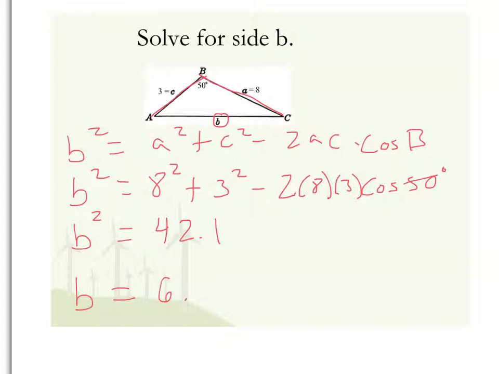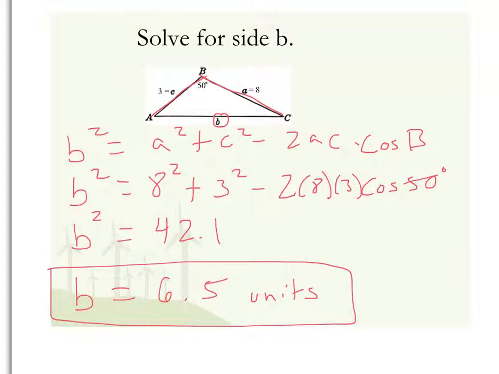And side length B is about 6.5 units. Okay? And as long as you get this first part right up here and you have the right form, it's a big equation and there's a lot to plug in, but it's pretty straightforward stuff. There's nothing too terrible about it. And again, it's important because it takes on this case, this side angle side case that the law of sines can't handle. It will not work.